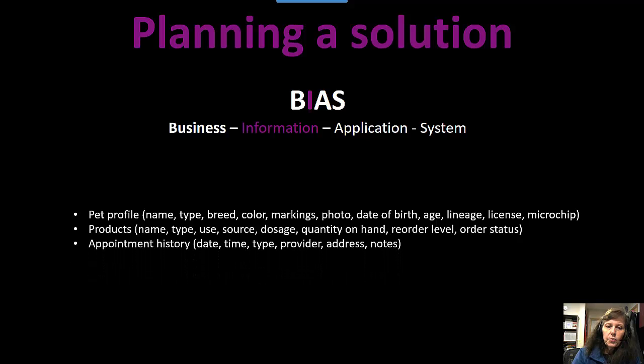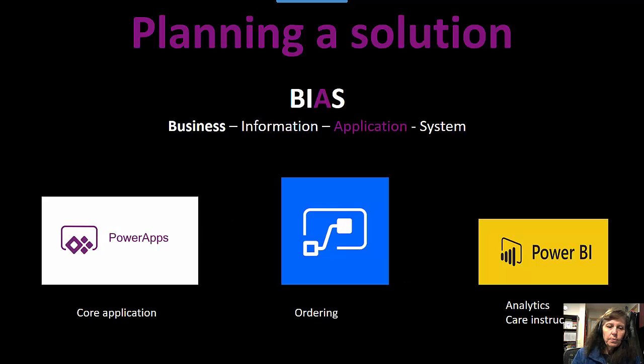We need an appointment history. When is the appointment? What day and time? What kind of appointment is it? Is it vet? Is it grooming? Is it a play date? Who's providing that service, and where do you need to go? And any notes about it. If you had a grooming and you weren't real happy with it, that might go in your notes. Vet record: date, weight, purpose of the visit, outcome, treatment notes, all those kinds of things would be important in a vet record. So that's the information that we need to store for our solution.